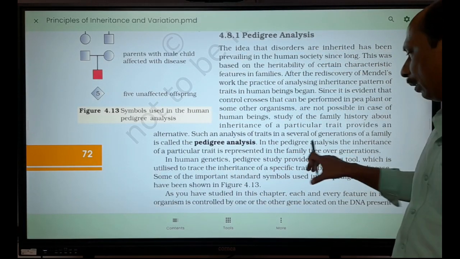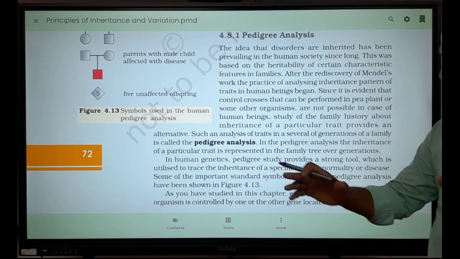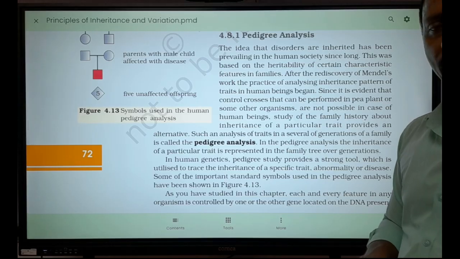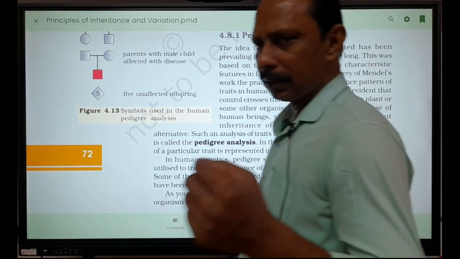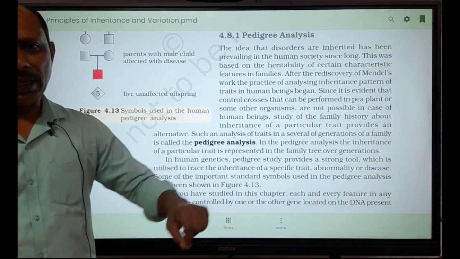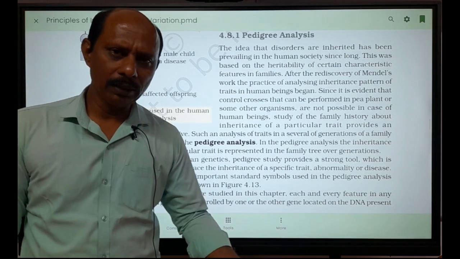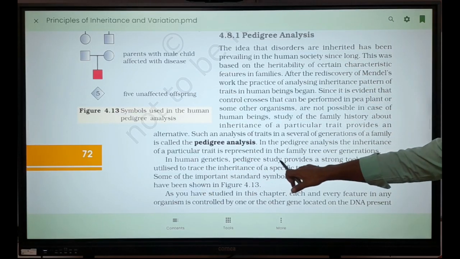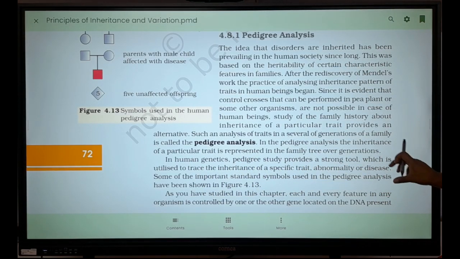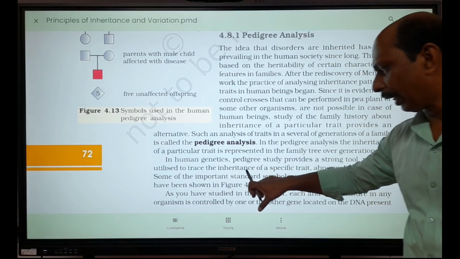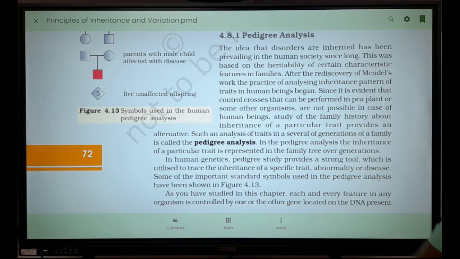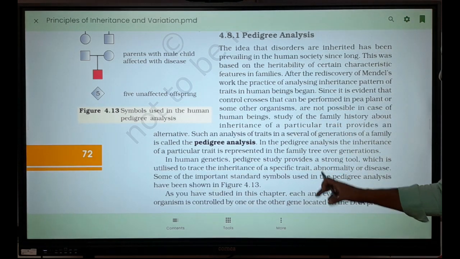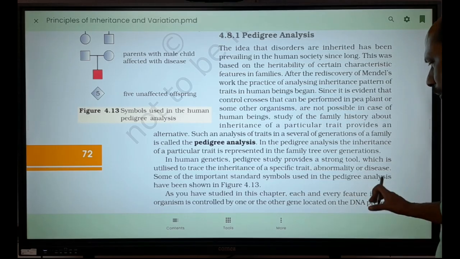Right? Here, pedigree analysis means what? We represent it by a tree. Tree means a family tree or pedigree tree, right? Here we can understand how the specific trait is inherited in one generation and then another generation, right? In human genetics, pedigree study provides a strong tool which is utilized to trace the inheritance of a specific trait, abnormality or disease. Mostly we study the abnormal traits or disorders or disease here.